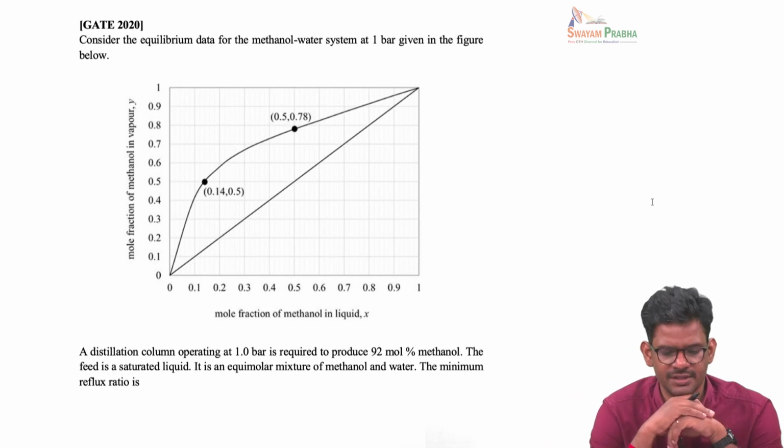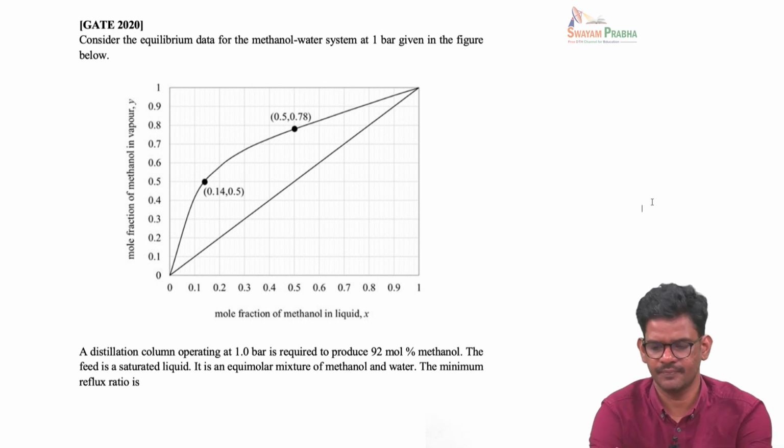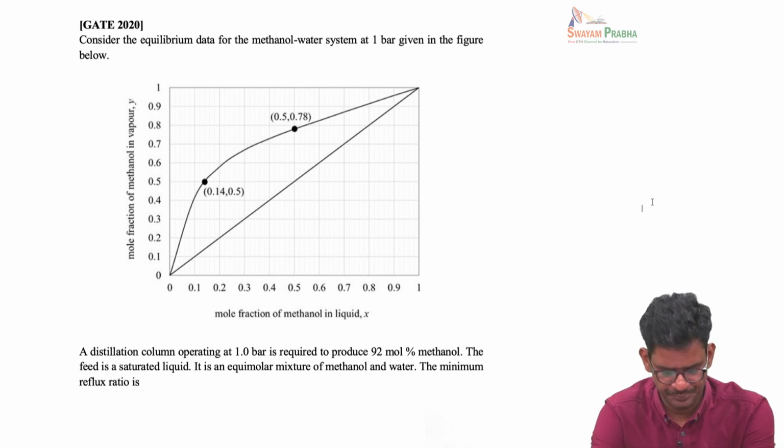So in this problem, consider the equilibrium data for methanol water system at 1 bar given in the figure below, and a distillation column operating at 1 bar is required to produce 92% of methanol. The feed is a saturated liquid. It is an equimolar mixture of methanol and water. The minimum reflux ratio is.